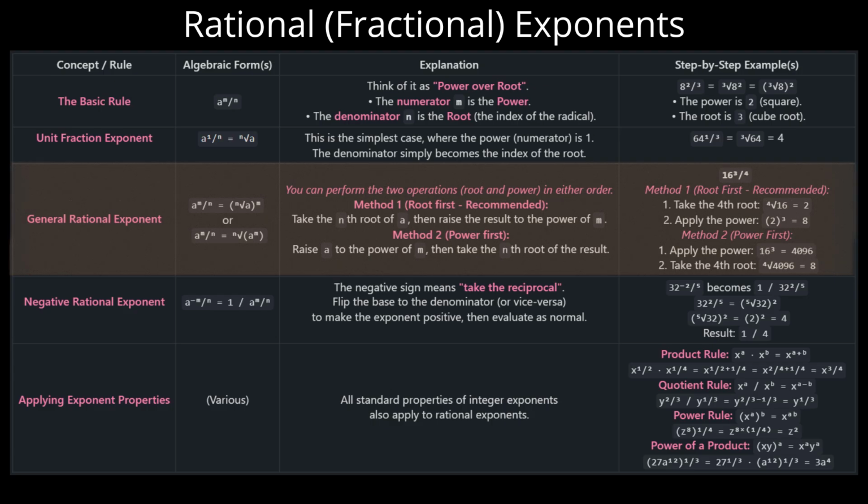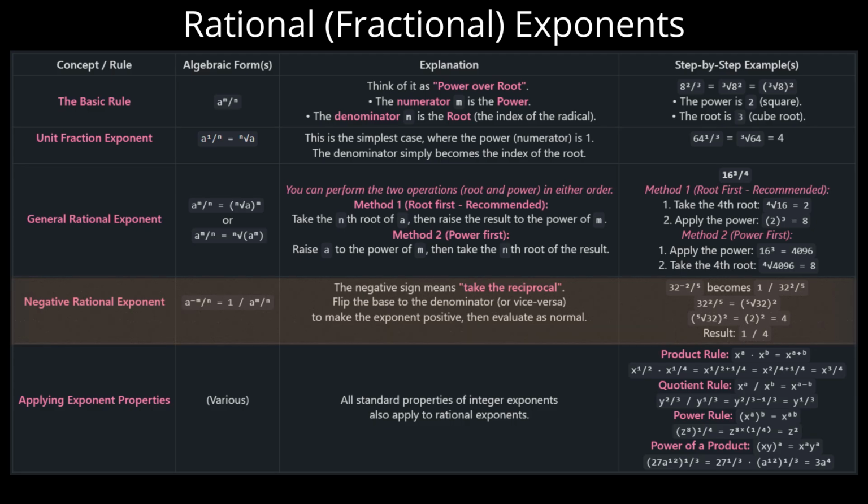The second method is to do the power first. First, you'd calculate 16 to the third power, which is 4,096, a pretty big number. Then you'd find the fourth root of 4,096, which of course is also 8. As you can see, both paths lead to the same answer, but dealing with the root first is almost always easier.